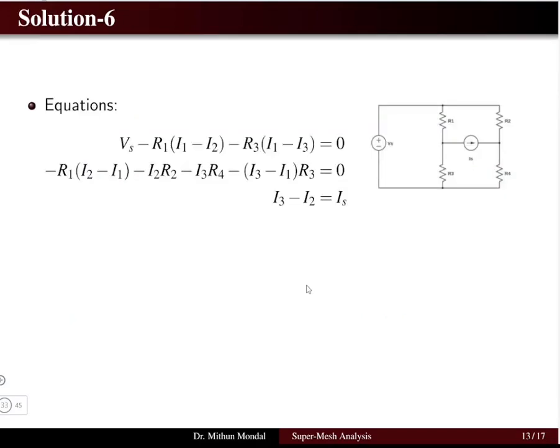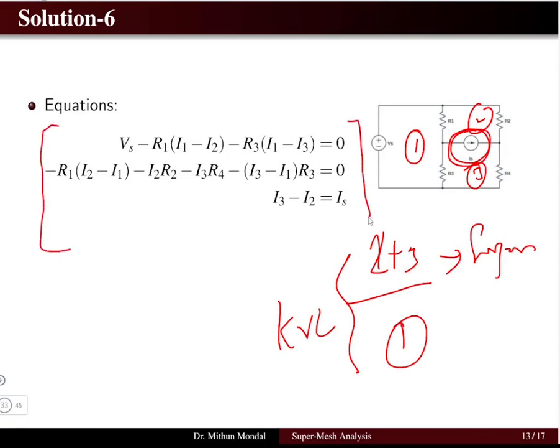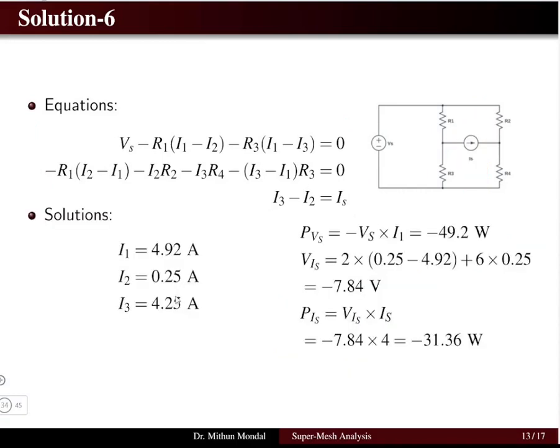So let us see the solution. We have 3 mesh problems, 1, 2 and 3, and we can combine 2 and 3 to lead to the super mesh problem, and one is independent. So we have to write two KVL equations from the mesh and super mesh problem, and one equation will come from the constraint equation due to the current source. So these are the 3 equations that we need to write. Once we substitute the value of the parameters, we will get the currents I1, I2 and I3.